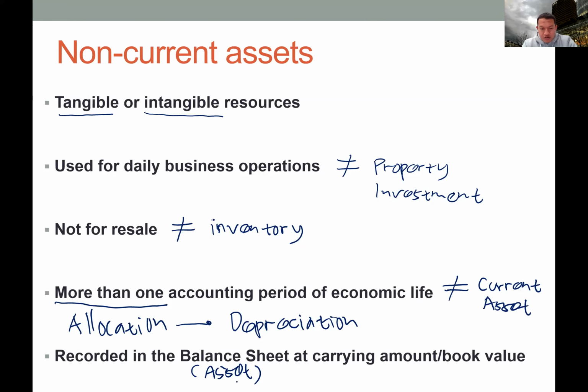And then we have to record this asset at its book value or the carrying amount. At this point, hopefully you already know how to calculate a book value. It's simply the acquisition cost, so the cost, minus the accumulated depreciation. So this non-current asset is recorded in the balance sheet at its book value or the carrying value.